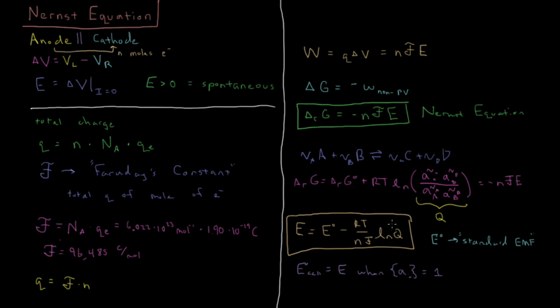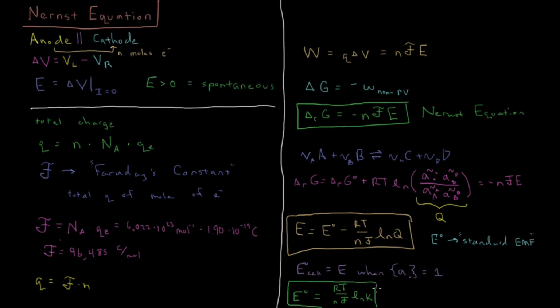So we have our final results here that our EMF is related to a standard EMF minus RT over nF log Q, relating that to our Gibbs energy. And then our standard EMF as well is going to relate to our standard Gibbs energy, because our E naught is relating to the equilibrium constant via RT over nF times the natural log of K.